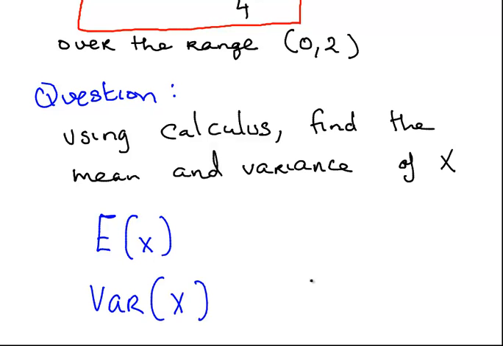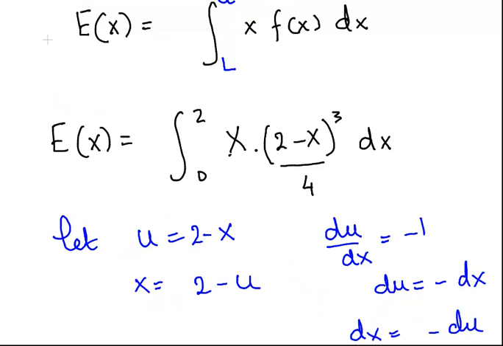Okay, and to calculate the variance of x, what we must do just beforehand is calculate the expected value of x squared. That's something we have to calculate before we're able to calculate the variance of x. So let's get into it. This is using calculus, so I'm going to use integration here.